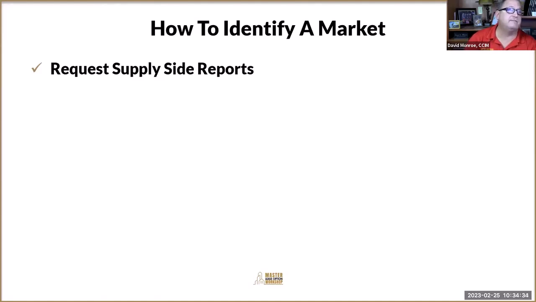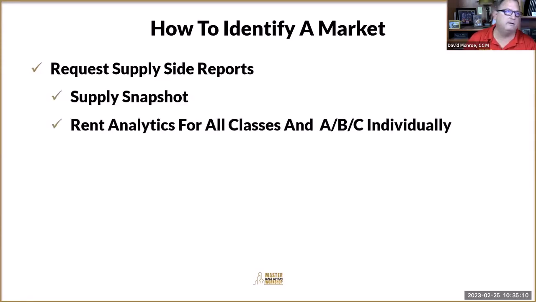All right, so how do we identify a market? Well, here's what's different with this than any other workshop I've done. I want you to go in and look at the market cycle report from Dr. Muller, look at my YouTube videos, and choose a couple of markets, 1 to 3, that you can request the supply side reports from me. I'm going to show you how I do it in just a second. You can request your supply side snapshot and the rent analytics for all asset classes, including A, B, and C individually. And I'm going to throw in the MSA market report as well, so you can get a summary of what's going on in that market.